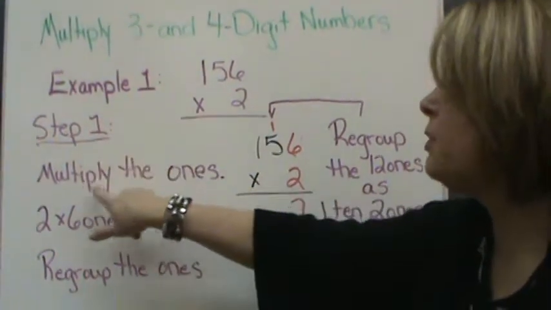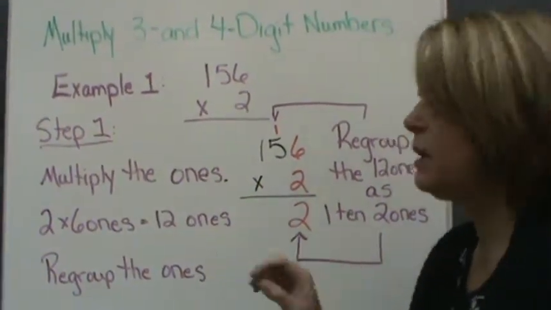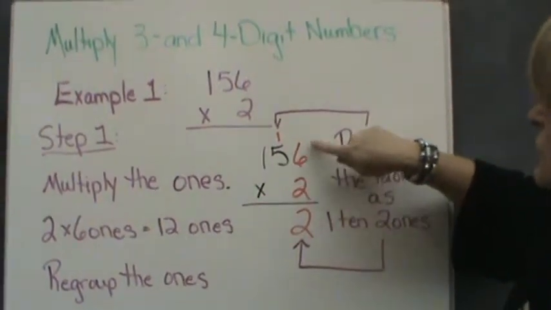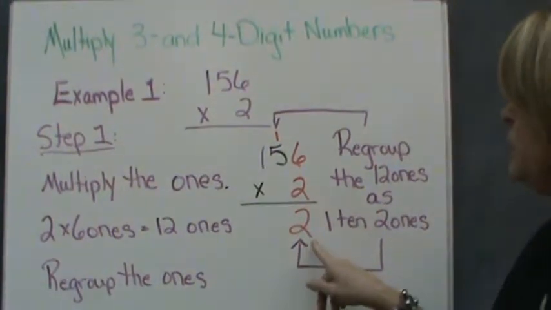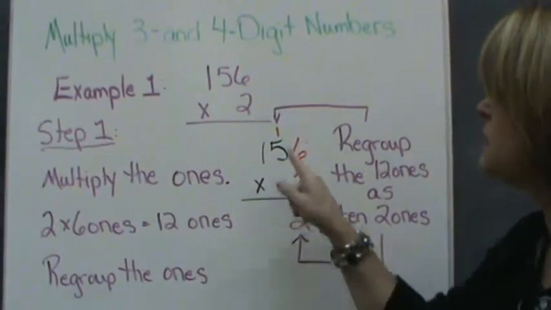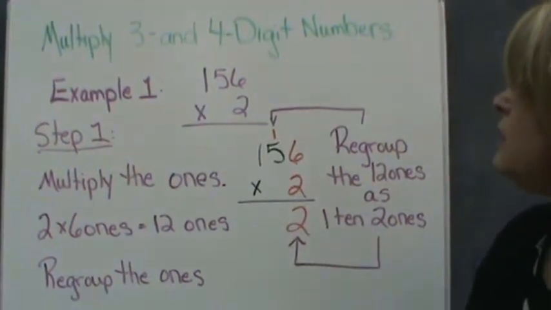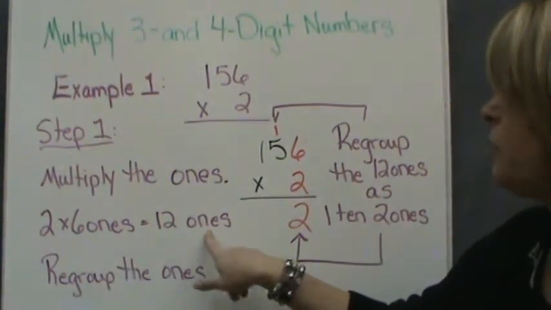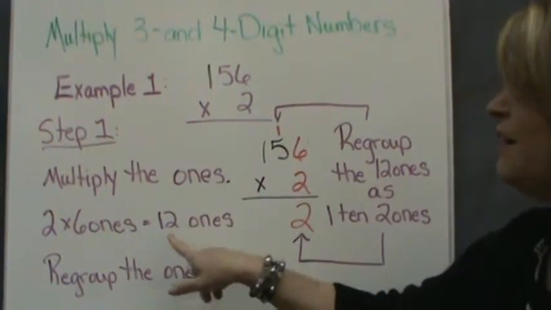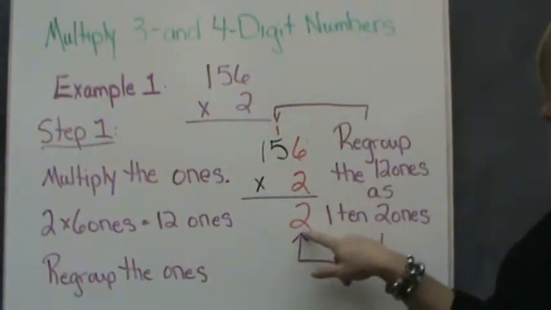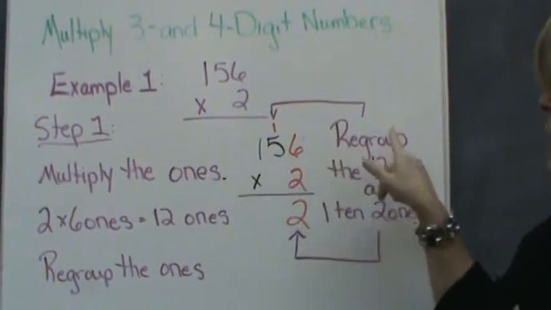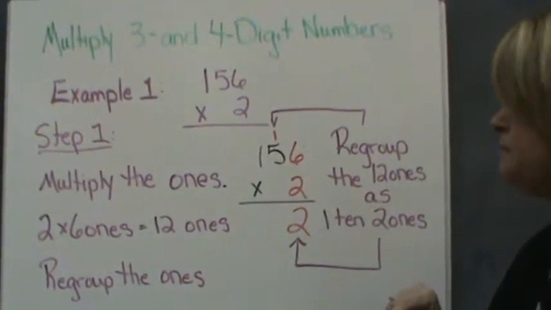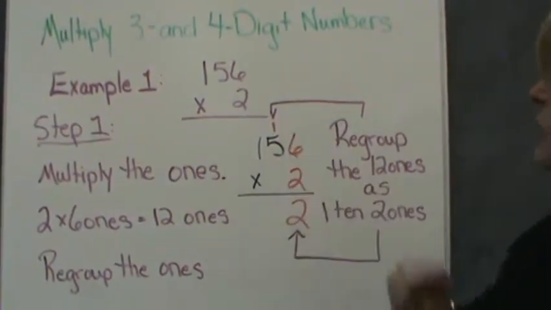Okay, step 1, just like with double digit numbers, you're going to multiply the ones. So here you can see in red, 2 times 6 is 12. I want to put my 2 down here in the ones and carry the 10. So 2 times 6 ones is 12 ones, which we know is 2 ones and 1 ten. So we put our 2 here, and regroup the 12 ones as 1 ten and 2 ones. So put my 2 and carry my 1.